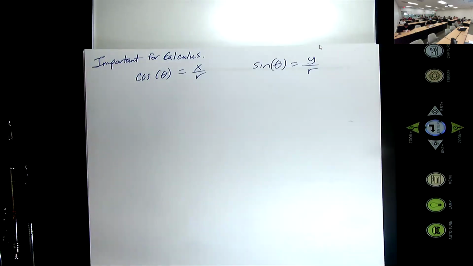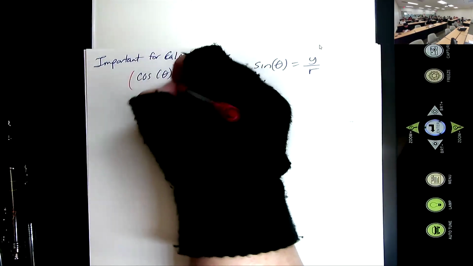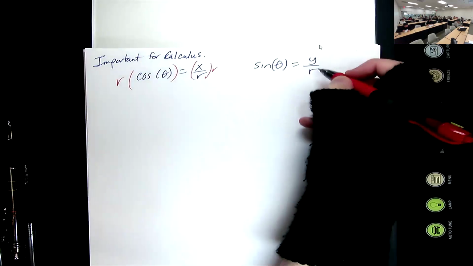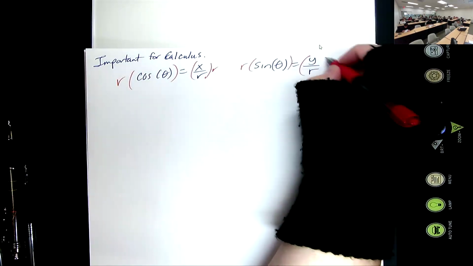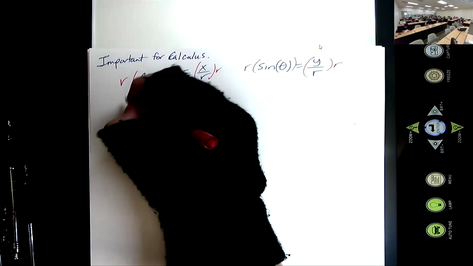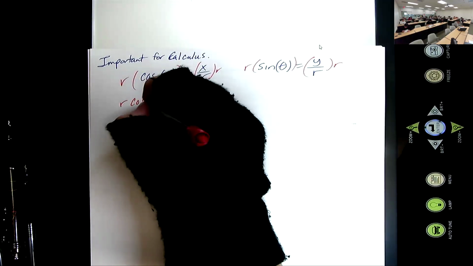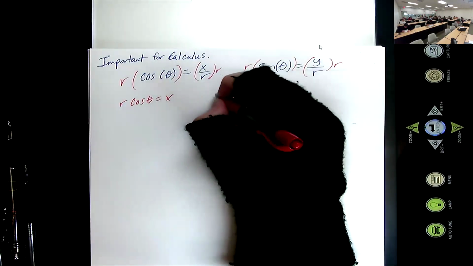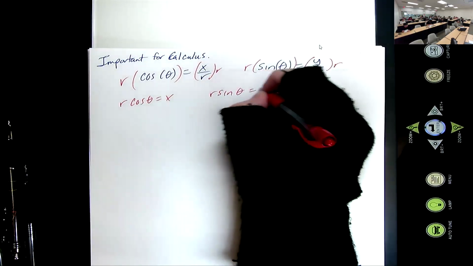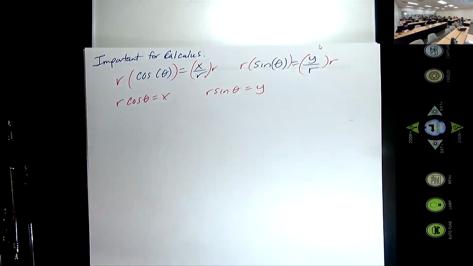Now, if you don't like fractions, like I don't like fractions, let's tell the fractions to go away. The way we do that is we can multiply both sides by r. I'll do this on each of them. Then I get r cosine theta equals x, and I get r sine theta equals y. Which is actually a good thing to remember, but not the end goal here.